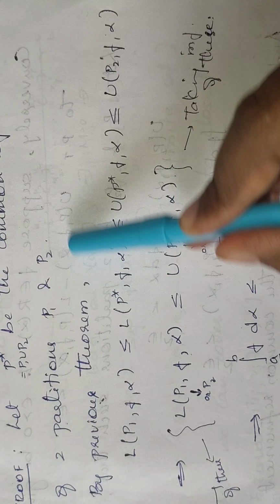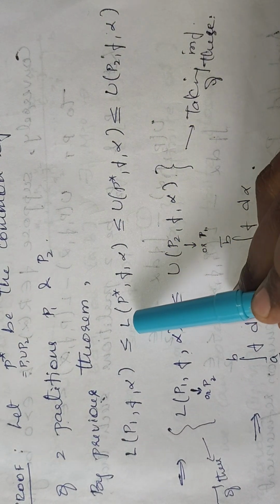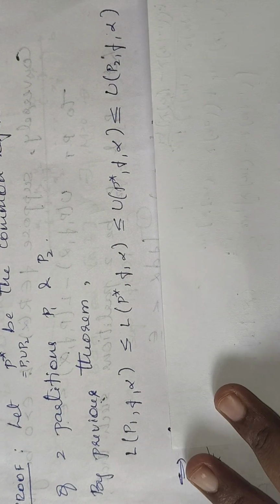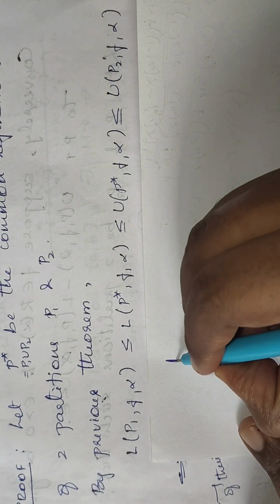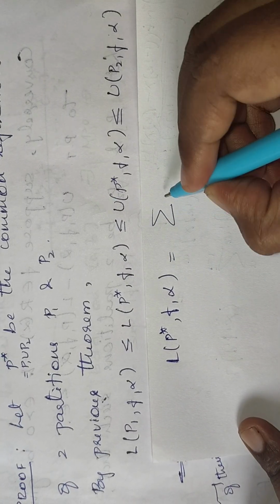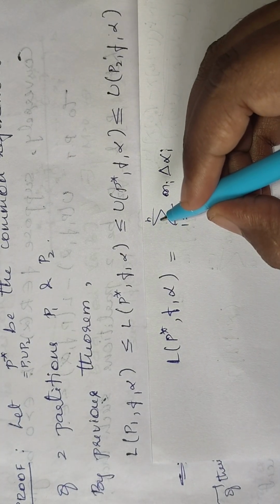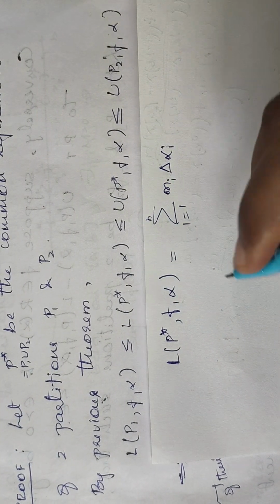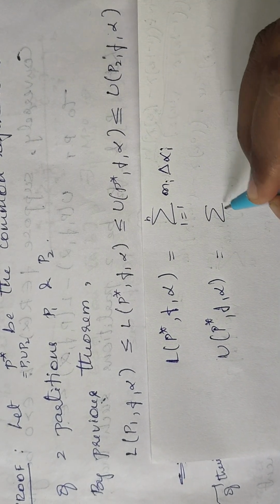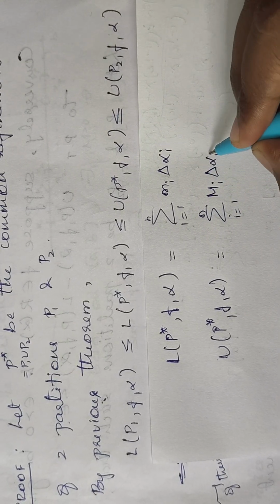But what about this inequality? See, this also holds automatically because, see here, L of P star, F, alpha is actually equal to summation small m_i delta alpha_i, i equal to 1 to n. Okay, this is your L of P star, F, alpha. And what about U of P star, F, alpha? That is equal to summation i equal to 1 to n, instead of small m_i, I'll be having capital M_i, and that is delta alpha_i.